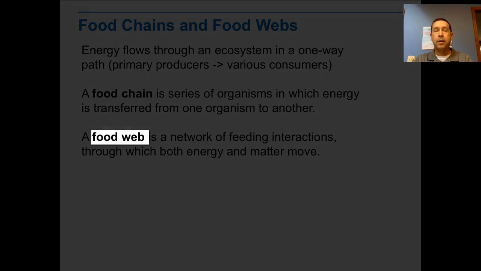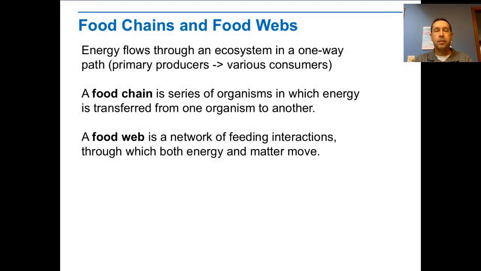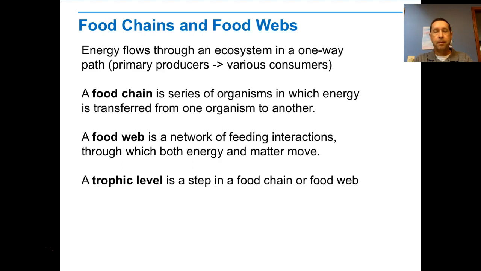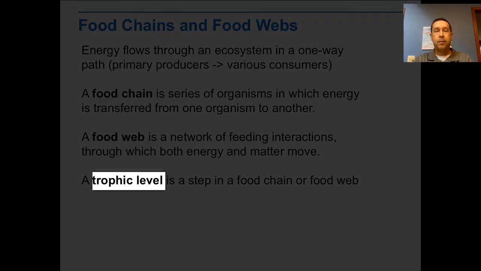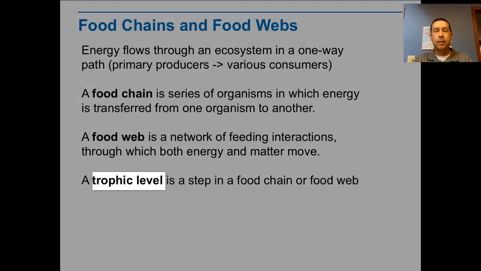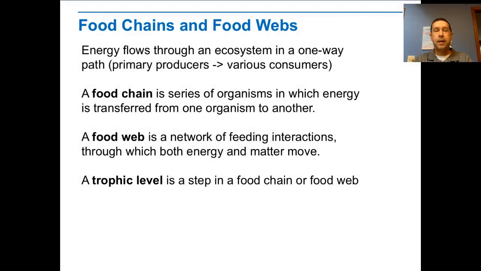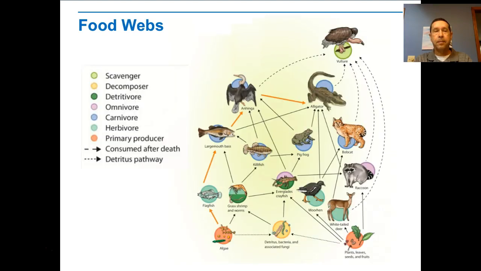A food web, on the other hand, is a network of feeding interactions through which both energy and matter move. It's basically all the interconnected food chains in an ecosystem. So when we're talking about food chains and food webs, we use this term trophic level. And it describes the steps in a food chain or food web. So you have your primary producers, your primary consumers, your secondary consumers, your tertiary consumers, and on up the line.